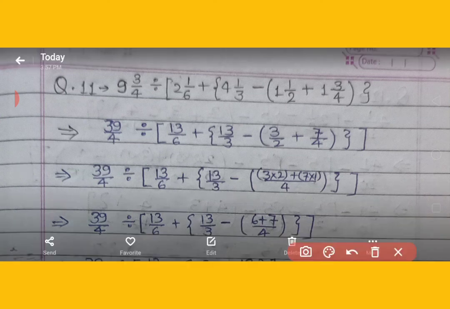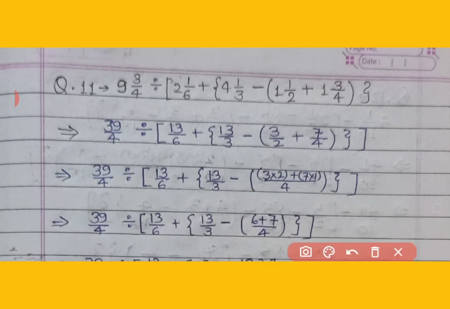Now firstly we have to change all the mixed fractions into improper fractions. 9 3 by 4, 4 9s are 36 plus 3, 39 upon 4. 6 2s are 12 plus 1, 13 upon 6. And here 4 3s are 12 plus 1, 13 upon 3. 2 1s are 2 plus 1, 3 upon 2. And here 4 1s are 4 plus 3, 7 upon 4.